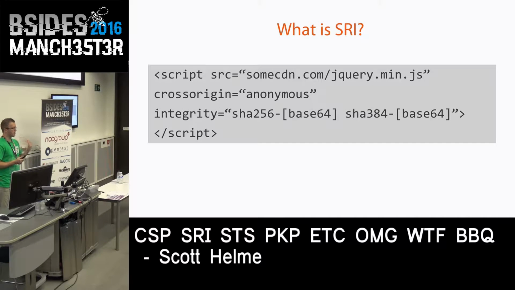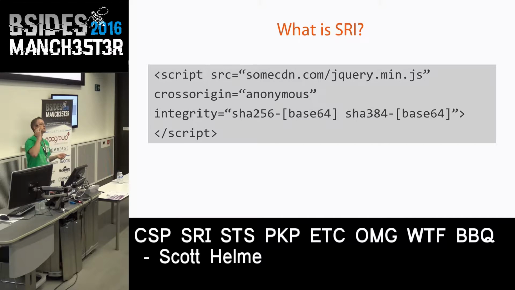So you can see here, basic script tag, we're loading jQuery from somecdn.com, and SRI is basically just two extra attributes in a script tag. We have the first one here that's crossorigin. Its value is always anonymous, don't worry about that, just set and forget. And then we have the integrity attribute as well. And this is basically just the base64 encoded hash of the file that we should expect from the CDN.